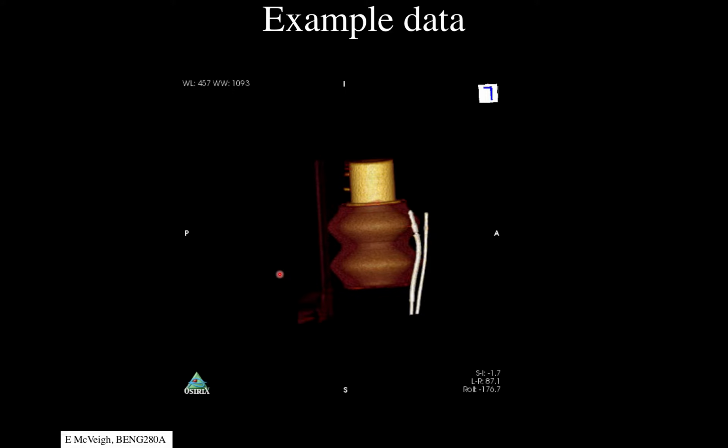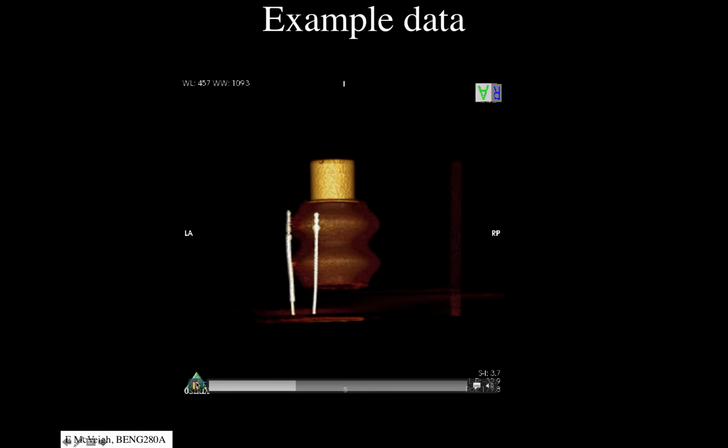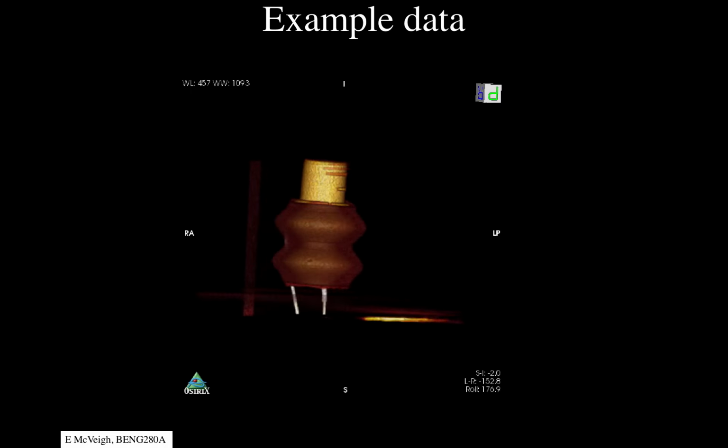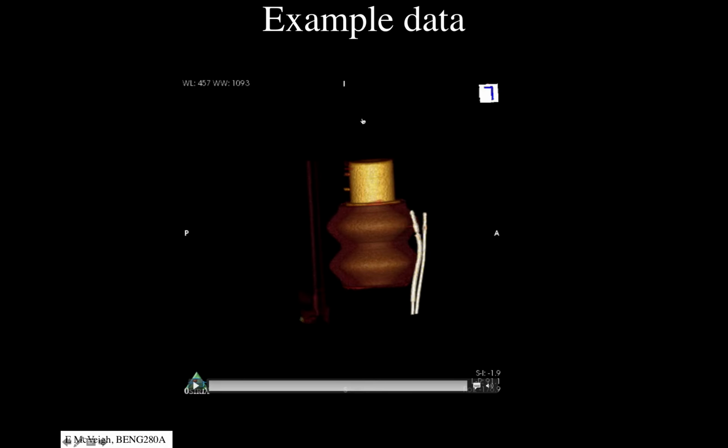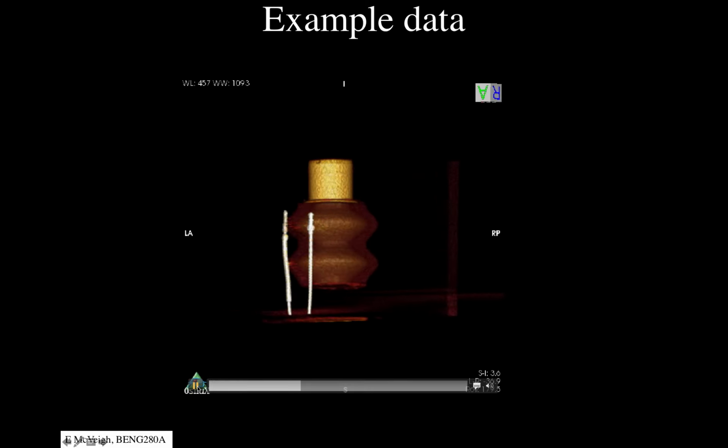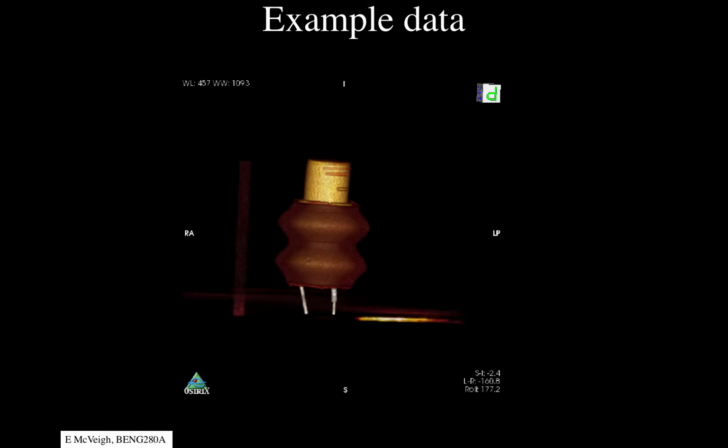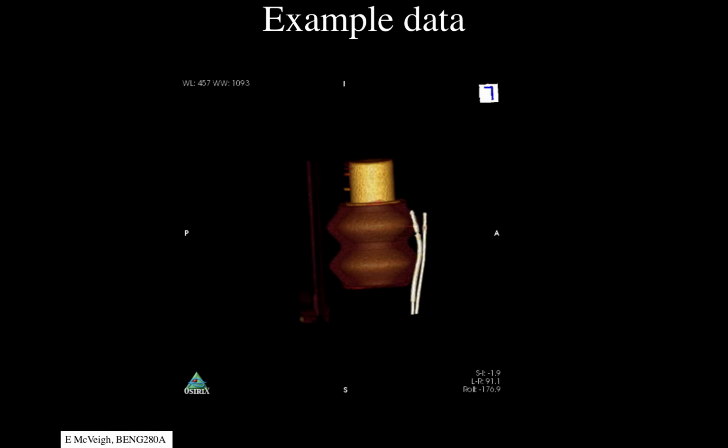I think I can make it rotate. There. So it's a 3D object. Z is this direction, superior-inferior, and then we're rotating around, looking at it from different angles, from the view of the X-ray source. We're just rotating around, looking at our object. So that's what the X-ray source sees when it rotates around.